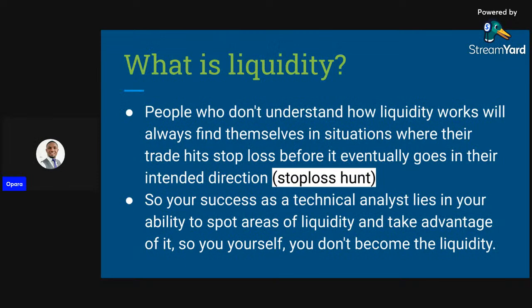So, still on what liquidity is, people who don't understand how liquidity works will always find themselves in a situation where their trade hits stop loss before it eventually goes in their intended direction. If you're conversant with it, we call it a stop loss hunt, like they are hunting your stop loss. A lot of people are always angry that they did analysis, but at the end of the day the stop loss is hit before the market moves in their direction. What is causing that is liquidity. It is called manipulation. People are manipulating the market to suit them because they want to use your money as fuel.